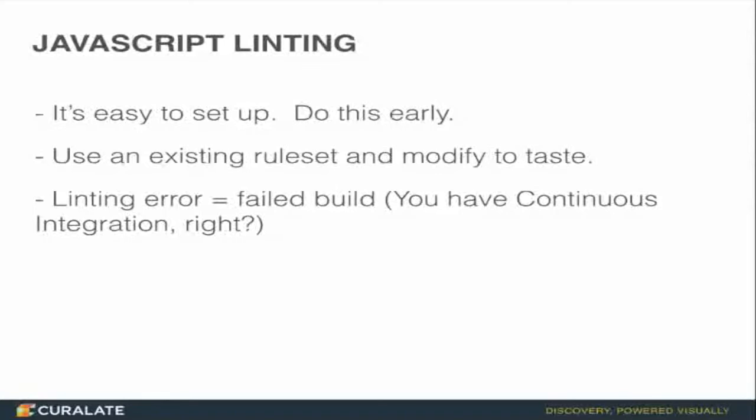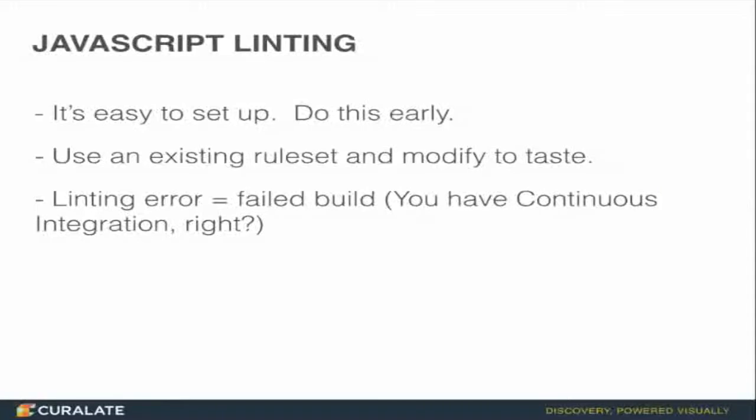And another thing with linting is sometimes it's hard to converge on rules. Everyone has their different flavor. So I would advise using an existing rule set and just modifying it to your taste. I think Airbnb's is a really good example to base this off of. It's what we based ours off of.